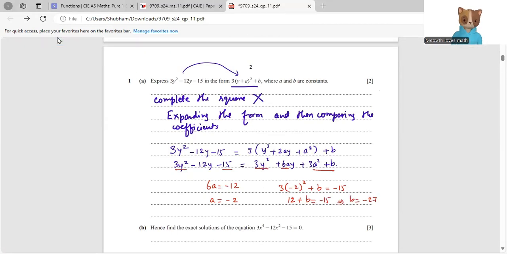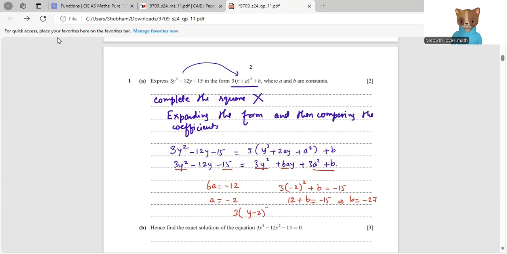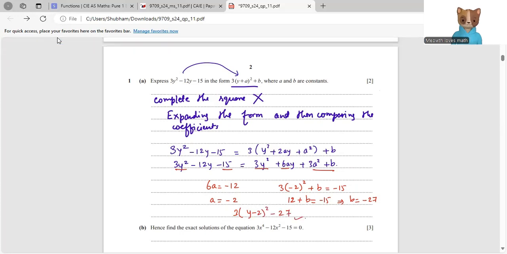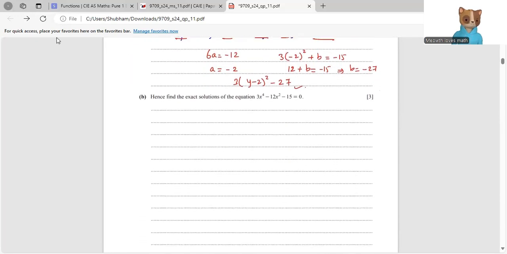Alright, yes. So now they had asked to write in this form. Now just plug in the values of a and b. y minus 2 whole square minus 27. And that's your answer for the first part. I hope it is clear to you. Now, coming on to the second one.